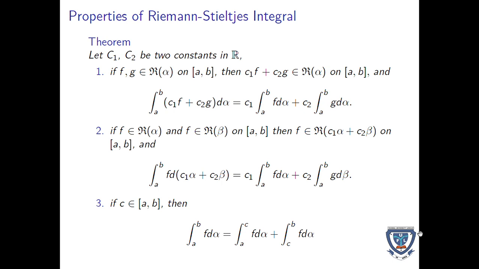Another property is if f is Riemann-Stieltjes integrable, then the integral in 2 holds and the one in 3 holds. 1, 2, 3 are actually similar but in different expressions. So all the 3 are the same and they all hold for the Riemann-Stieltjes integral.